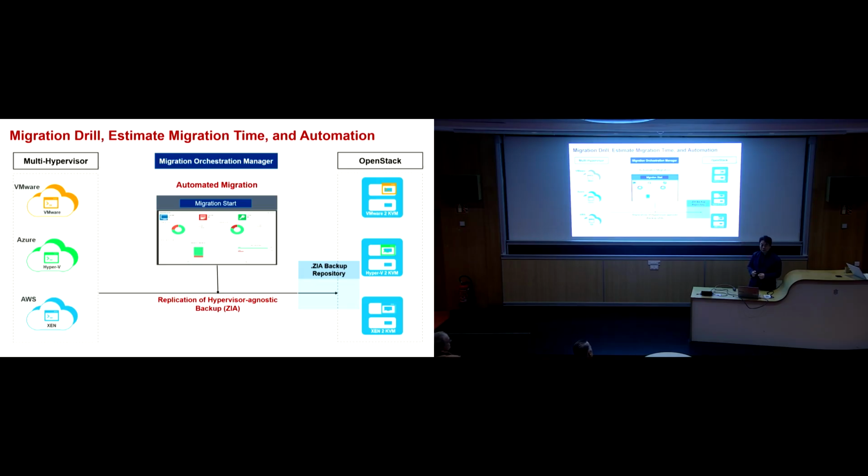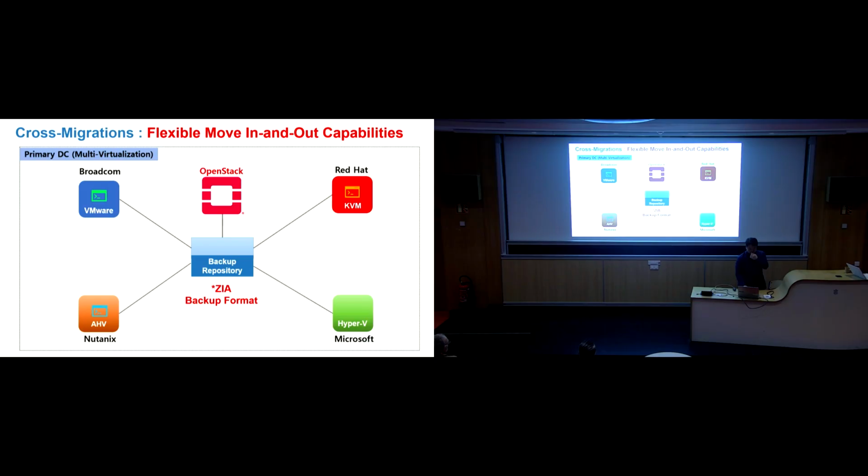RTO is migration time. If you successfully completed 100 virtual machines DR drill in 8 hours, you will be able to complete your 100 virtual machines migration in 8 hours. Easy, right? And this demo is cross-migration capability using a single backup solution. The first step is eliminating VMware to OpenStack. Bye-bye, right?